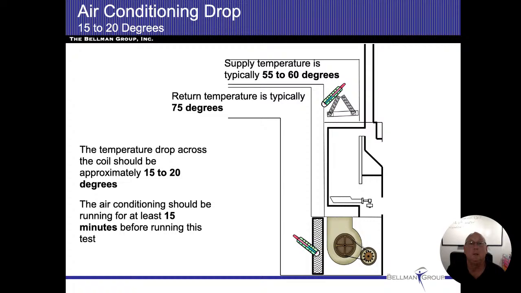So we're looking for it to be somewhere around 50 to 55 degrees. Supply temperature is typically 55 to 60. It's saying that because it's using the return as 75 degrees. But I find that most people keep it somewhere around 70 degrees. So whatever temperature it is coming in, we're looking for 15 to 20 degrees of a drop going out.